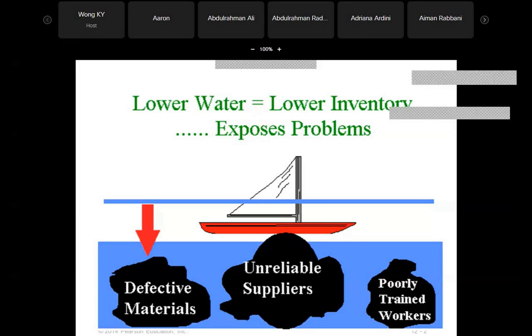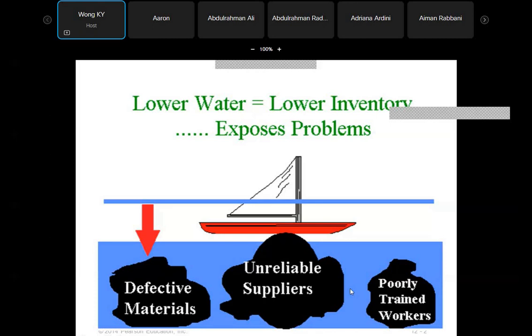The second practice is that some companies prefer a low inventory level. So in other words, they prefer the sea level to be low. So when the sea level is low, all the stones will be exposed. All the rocks will be exposed. So in other words, all the problems will be exposed.